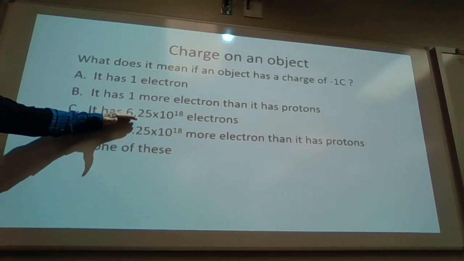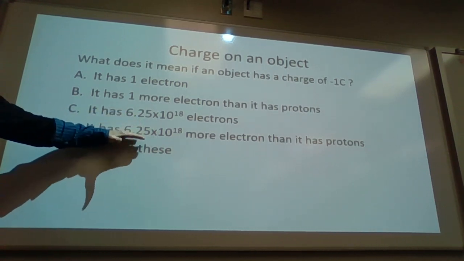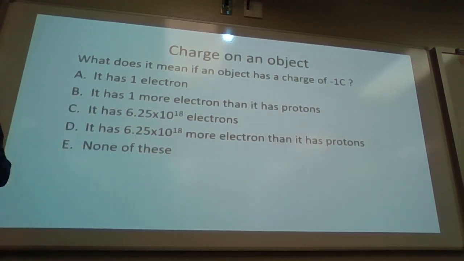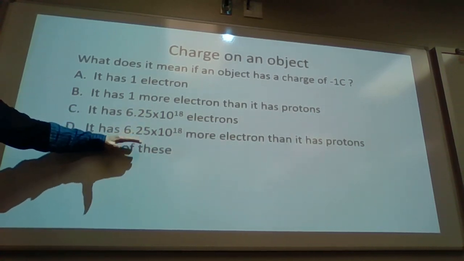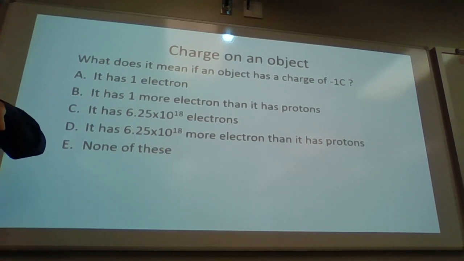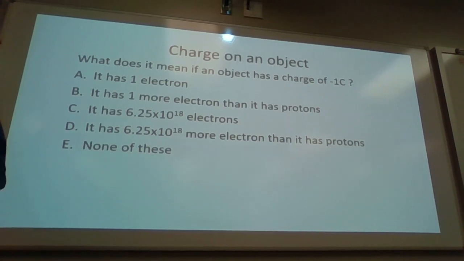The reason why it's not C is because if you had this many protons as well, you'd have a neutral charge, but this would give you a -1 coulomb. Okay with that?